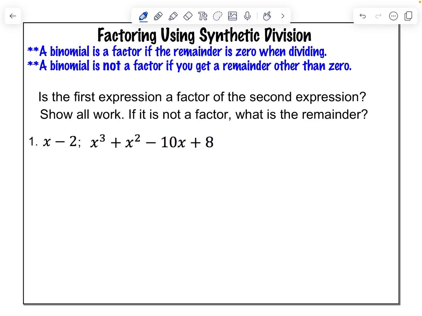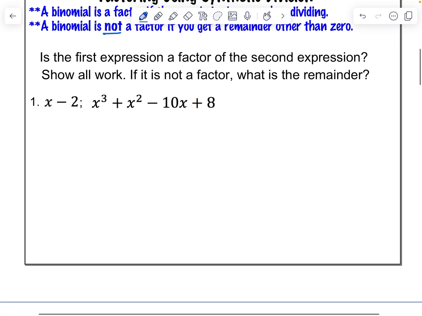So a binomial is a factor if the remainder is 0 when dividing. If you get a remainder other than 0, then it is not a factor. So in question 1, they want to know, is the first expression a factor of the second expression? And if it's not a factor, then what is the remainder?